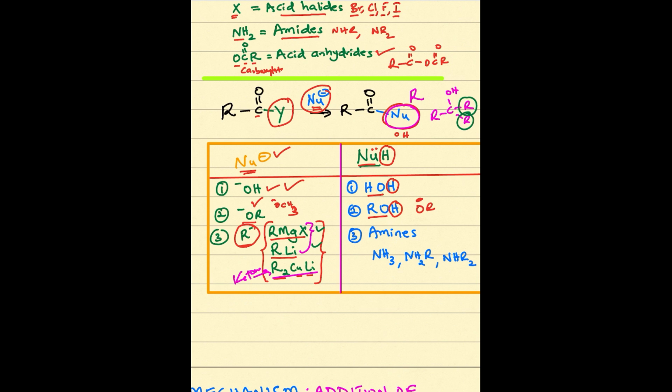For amines, NH3, different types of amines, as I mentioned before, you end up adding NH2. So you lose one hydrogen. So the first one adds NH2. This one loses one hydrogen. So you end up adding NHR. This one loses one hydrogen. You end up adding NR2.